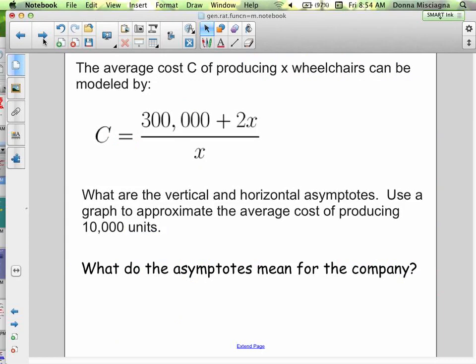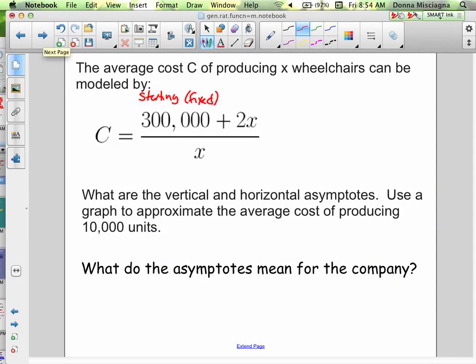Starting cost, fixed cost, exactly. So these are our starting and fixed cost. No matter what, you have to have the machinery at the factory to make the wheelchairs, make whatever it is you want to make. And then what's the 2x represent? Slope. In the context of the problem.